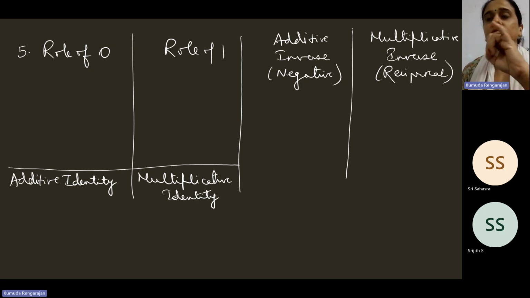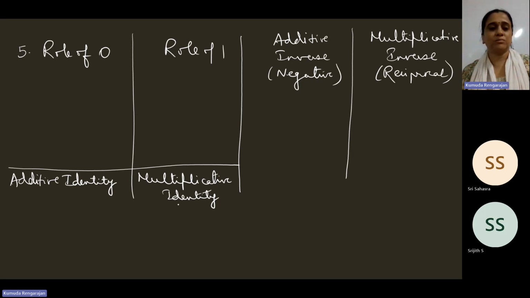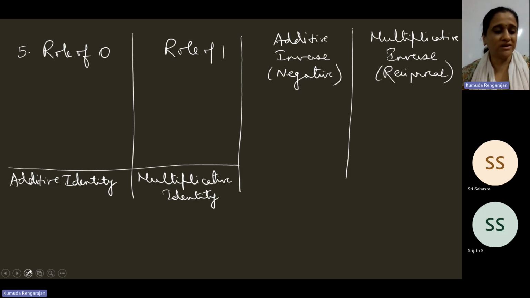The role of 0, the role of 1. These actually are the same: role of 0 and additive identity, both are the same. Role of 1, different textbooks use different languages. So role of 0 and additive identity is the same. Role of 1 and multiplicative identity is the same. Okay. Additive inverse, multiplicative inverse. One minute. Let me just write the same thing in a more organized way.